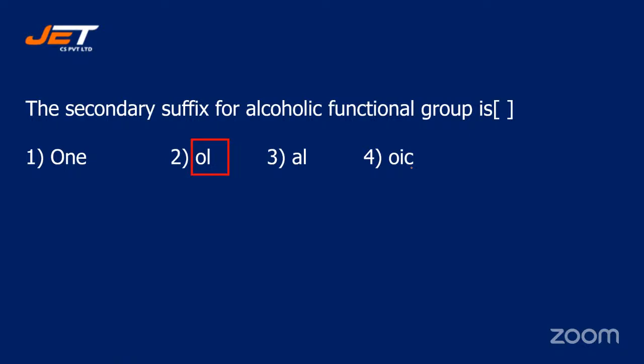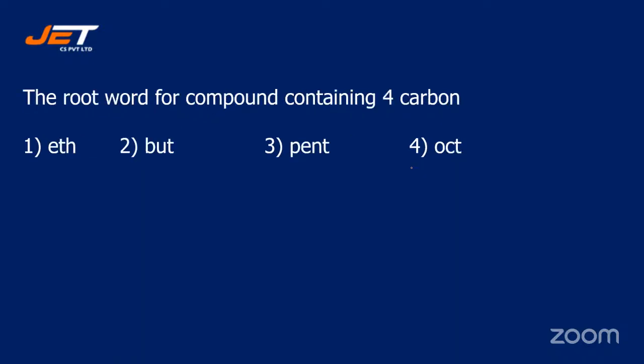The tertiary suffix is al, and the fourth suffix is oic. Like we see in methanol, methanoic. So that is how it goes on.